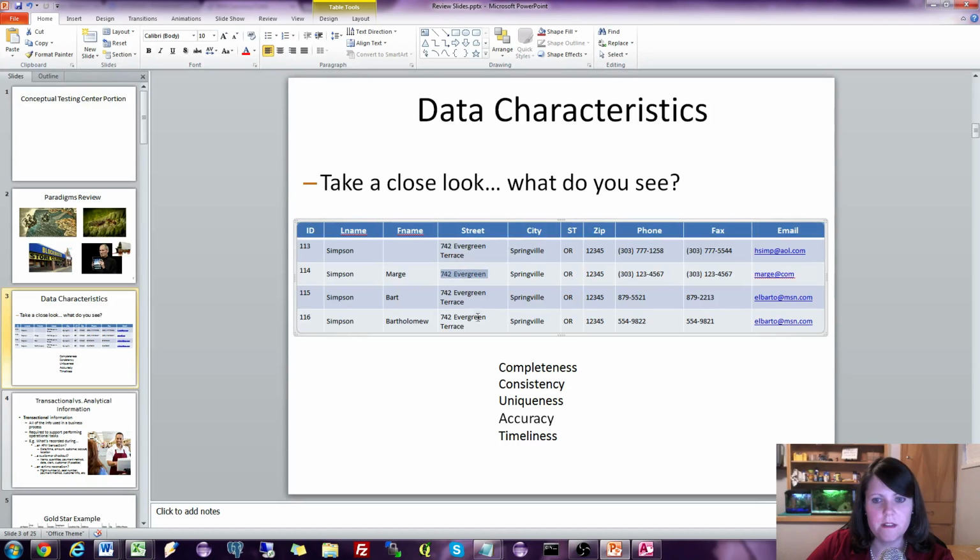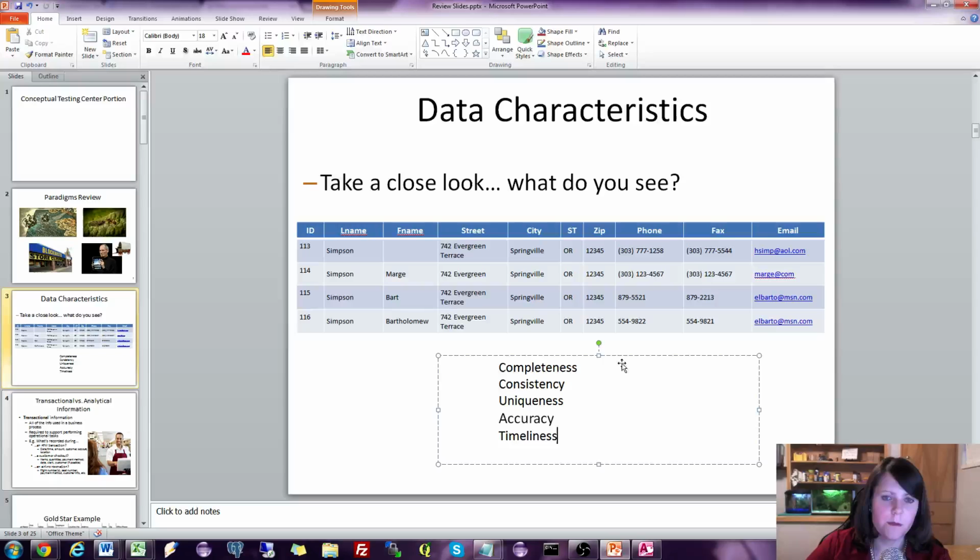The street is not accurate here. And then timeliness, we don't see this in this table, but essentially we just want to make sure that we have the right data at the right time. You can think of the target example that I used, where the person interacting with the system needs to know what's most up to date in order to make the correct decisions based on that data.